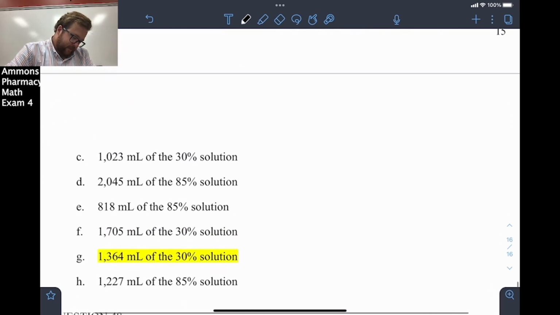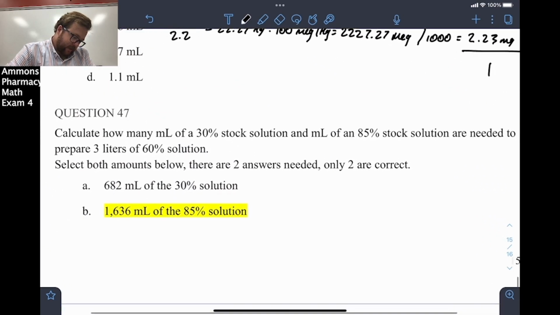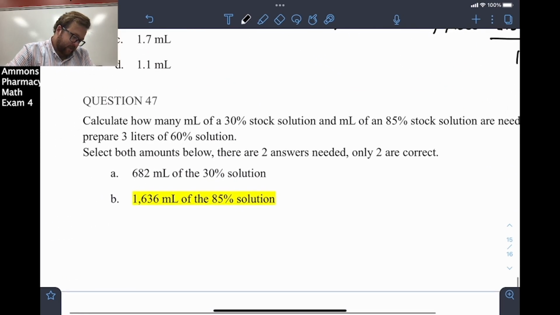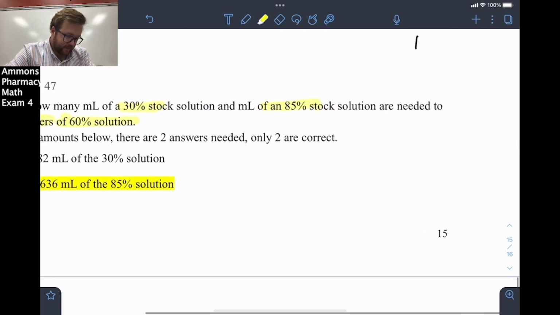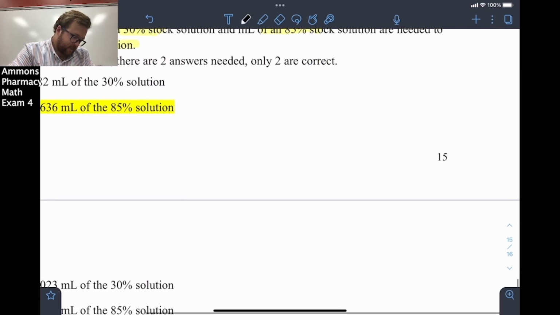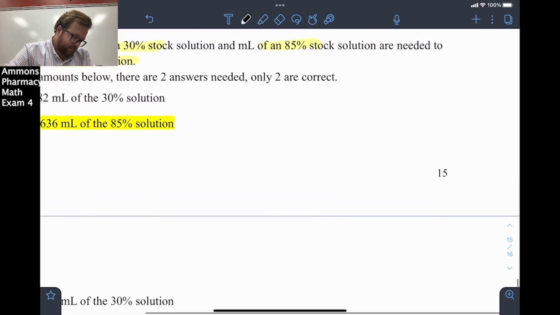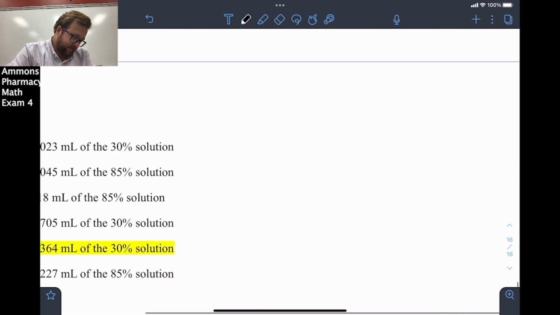I believe that this one is another alligation because we have 2 percentages and we're trying to make one in between. So we have 30, 85, and we're trying to make a 60. But 3 liters, so don't let that trick you. So it's 3,000 mils. So 30, 60, 85.